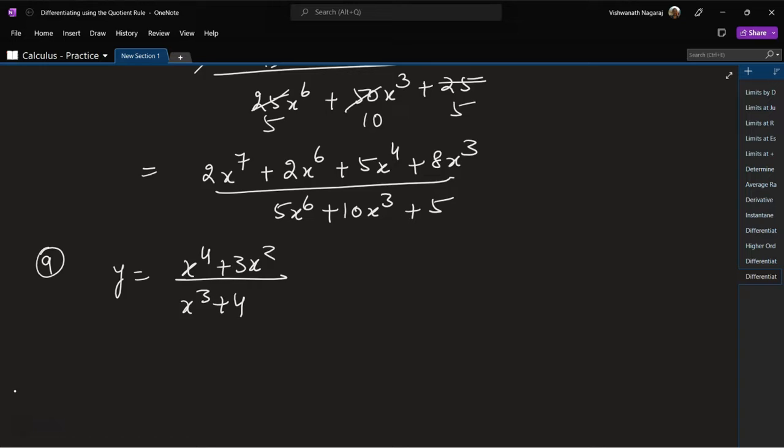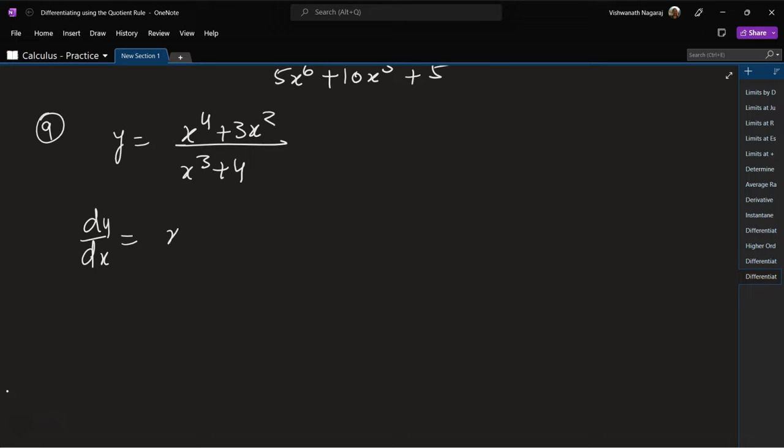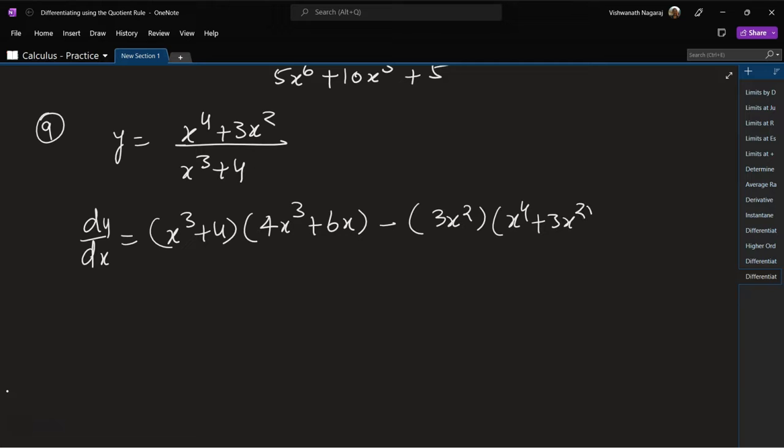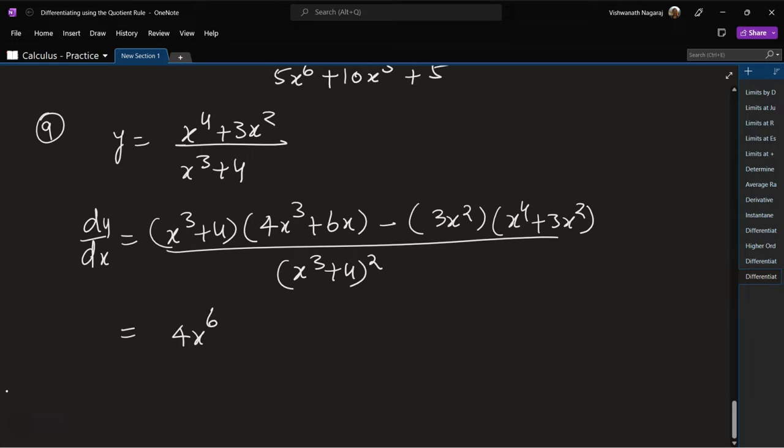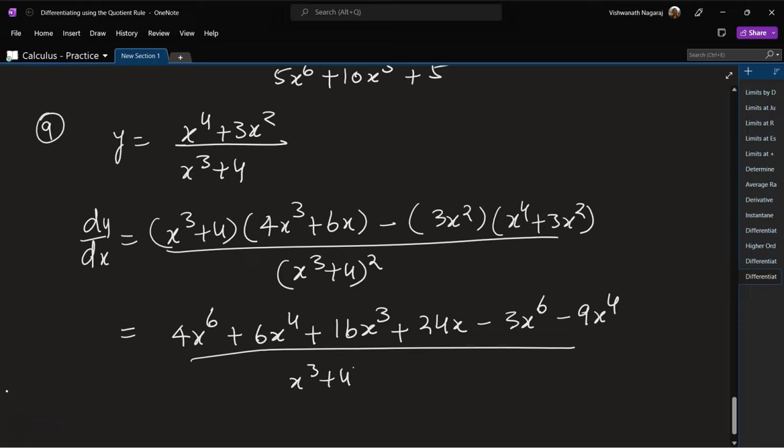(x cube plus 4). Okay, so dy by dx is equal to (x cube plus 4), denominator as it is, times (4x cube plus 6x), minus, now the derivative of the denominator, so 3x square times (x to the power of 4 plus 3x square), divided by (x cube plus 4) square. 4x⁶ plus 6x⁴ plus 16x cube plus 24x minus 3x⁶ minus 9x⁴, divided by (x cube plus 4) square.